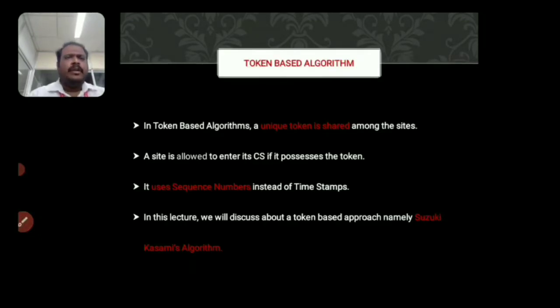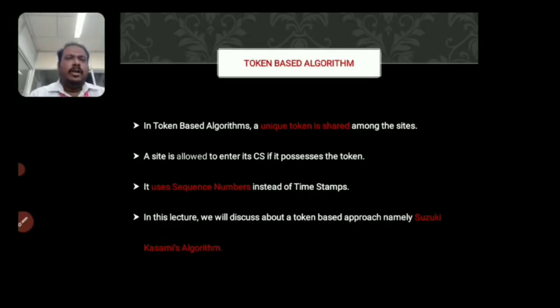Now we are going to see the token based algorithm. So what is a token based algorithm? What is a token? You might have heard about tokens. For example, if we are waiting in a hospital, they will issue some tokens for us. Whoever has the token is allowed inside to see the doctor. So a token is simply an entry point. If we have the token, it shows we are allowed to get inside. Here also we are going to follow the same thing.